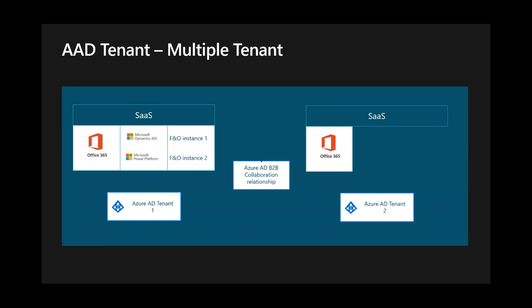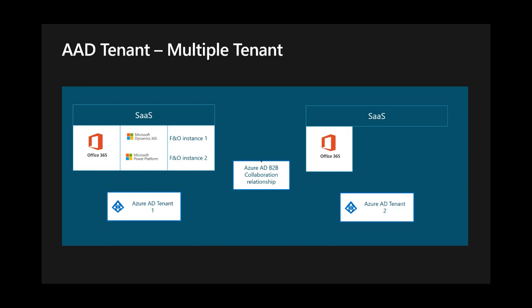One example here, let's say the customer has multiple AAD tenants. Here what you see is AAD tenant 1 on the left, where you have Office 365, you have Dynamics 365 applications, and you may have multiple instances as well of Dynamics 365 apps, such as finance, supply chain instances, and it's all on same tenant 1.